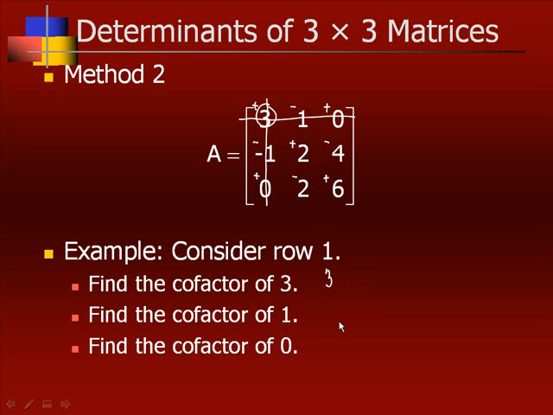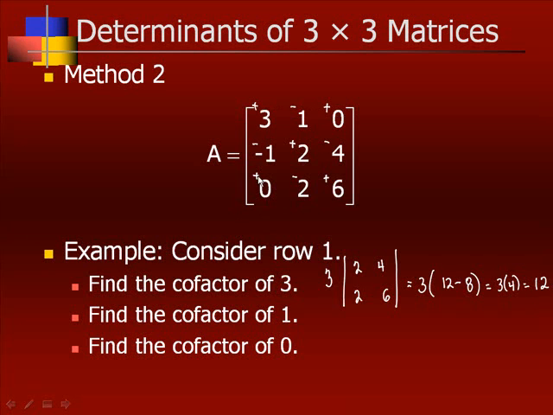And then we're going to do the determinant of the minor of 3. So that would be 2, 4, 2, 6. We only use that sign that we wrote up there out front. So we've got 3 times 2 times 6 is 12, minus 4 times 2 is 8. So we get 3 times 4, which is 12. Okay, so the cofactor of 3 is 12.